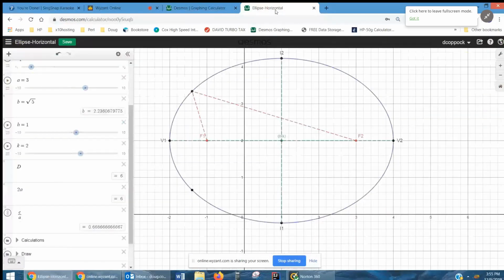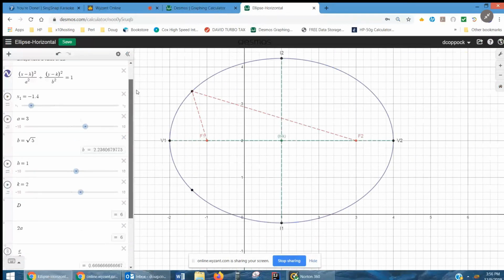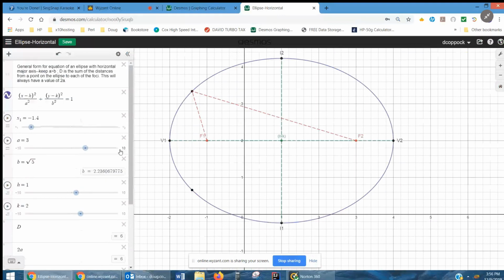And here is that ellipse. And here's the center at (h, k), which is at (1, 2). A is 3. B is the square root of 5. There's the equation of the ellipse. And what you might want to see here is that as I move this point as a point on the ellipse, this distance plus this distance, that is, from a point on the ellipse to one focus is distance 1, the distance to the other focus is distance 2.